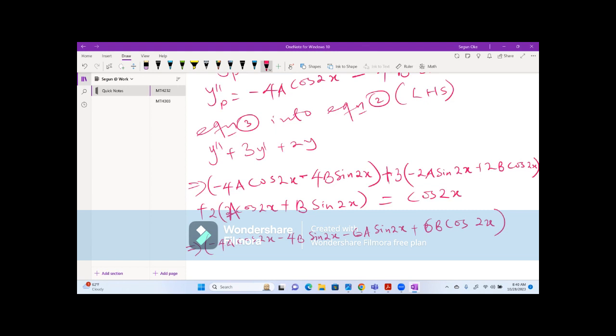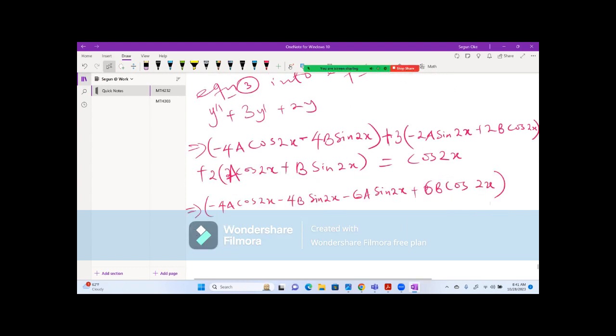Let's just look at it. I hope it will not be too long for us to handle. Let's just keep that one and open the next one. Is there anything cancelled here, or is there anything common? Okay, let's continue. Plus 2a cos 2x plus 2b sin 2x. Everything equals cos 2x.